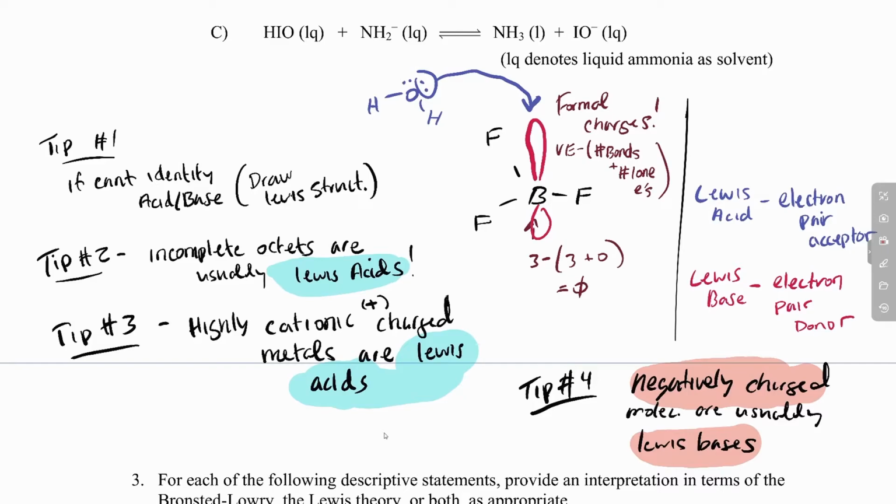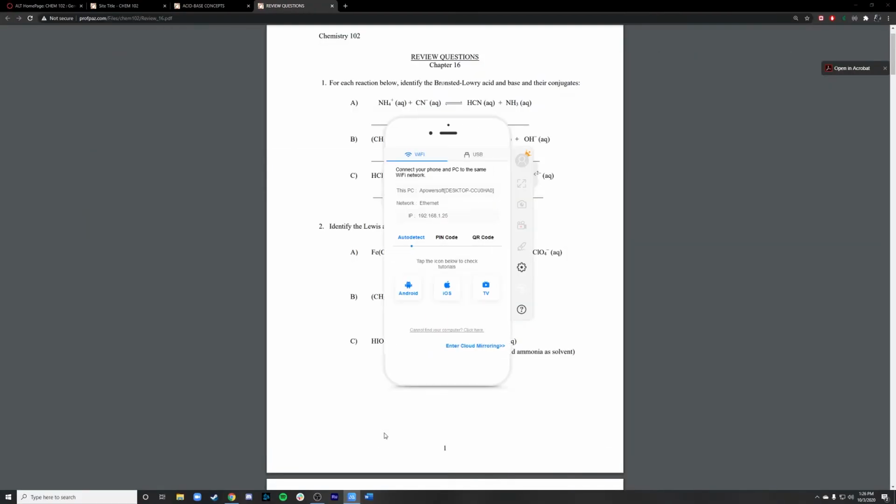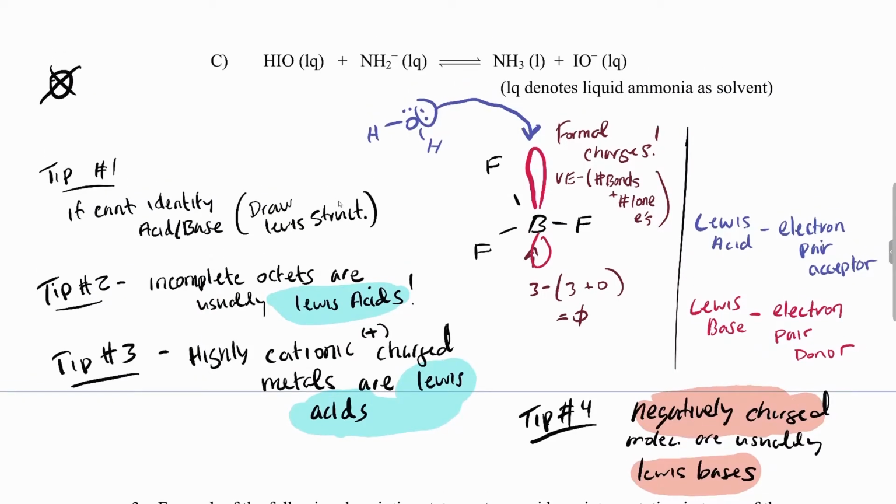So hopefully that makes sense. These are just some tips that I've encountered that help me get through problems like this, okay? So be on the lookout for incomplete octets. Those are Lewis acids. Be on the lookout for highly charged metals. Those are also Lewis acids. And then if you see a negatively charged molecule, it's usually going to be a Lewis base, okay? All right, so give me just a second. I had a technical difficulty, so there might be a cut right there.